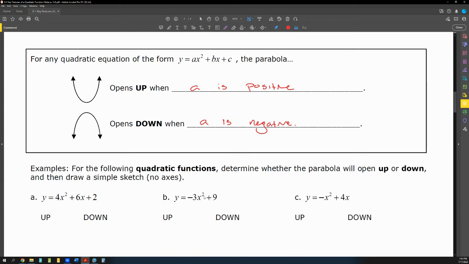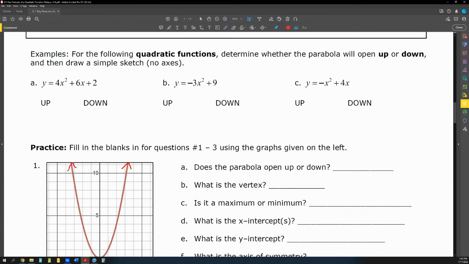Okay. So now let's just determine it from the equation. Looking at the equations without graphing them, let's go ahead and determine whether it opens up or down. For letter A, the leading coefficient is positive 4. This is going to open upward, or the shape will look like this. For letter B, the leading coefficient is negative, so it's going to open downward. The graph looks like that. And finally, the leading coefficient here is negative 1, so this is going to open downward. So we're going to have an upside down U.